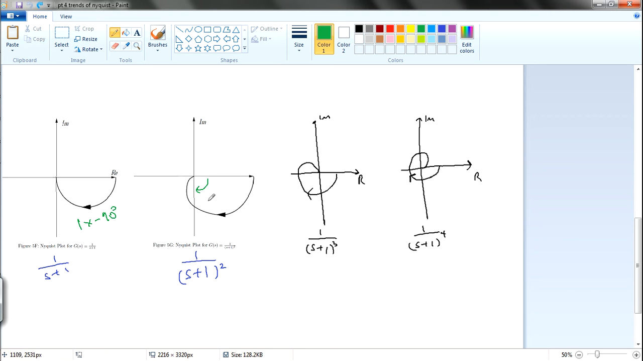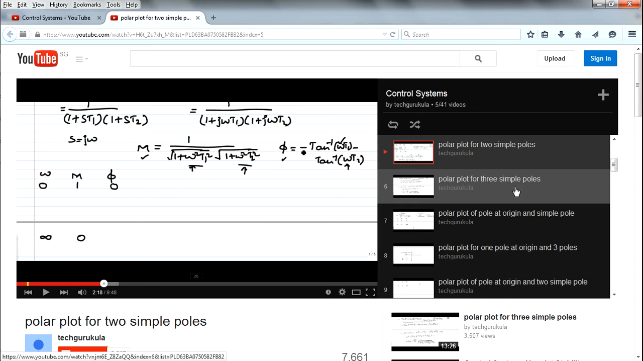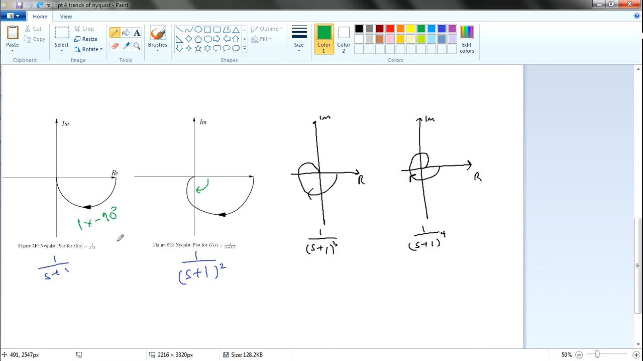If you want to see the derivation, because it's very, very tedious, I recommend you watch this one, the polar plot for 3 simple poles. Okay, this is the same thing, you just expand it. So 1 plus sT1, 1 plus sT2, in the sense that T1 and T2 are some constants only, that's all. So this is just simpler. So the video explains this trend in terms of this. You can watch it, and then eventually you know that it is moving in this direction. So I just want to convey this is a very important concept. This is a trend you need to understand.